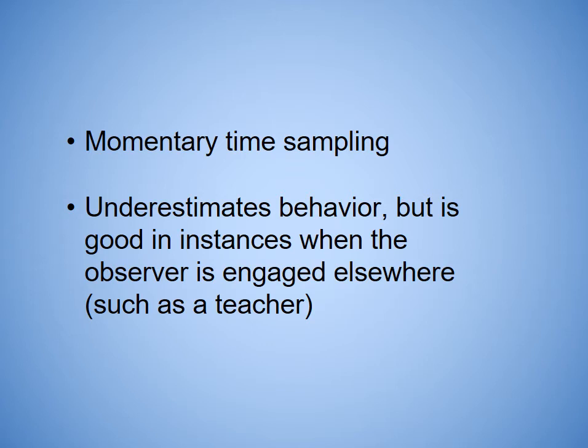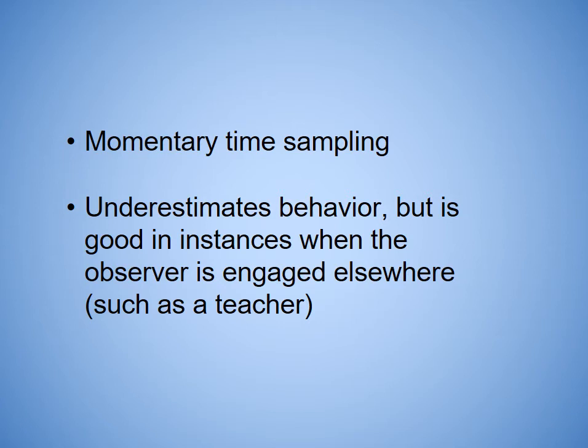It underestimates behavior, but momentary time sampling is good in instances when the observer is engaged elsewhere or very busy. Typically, when I'm having teachers record data, this is the most popular one because they don't have time, because they have a ton of other students to keep track of. So basically what I'm telling them is, every minute or 45 seconds, look up and see if the person is engaged in the behavior. They mark if they were or not. Here we're doing 30 seconds, remember.